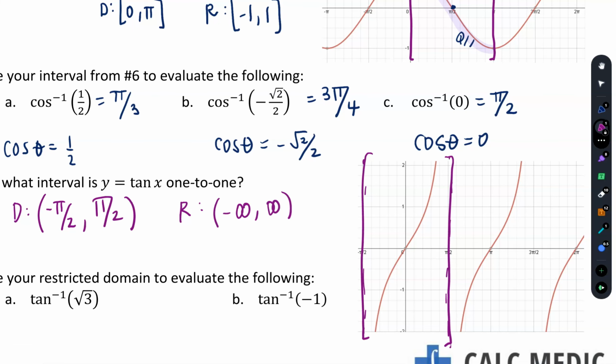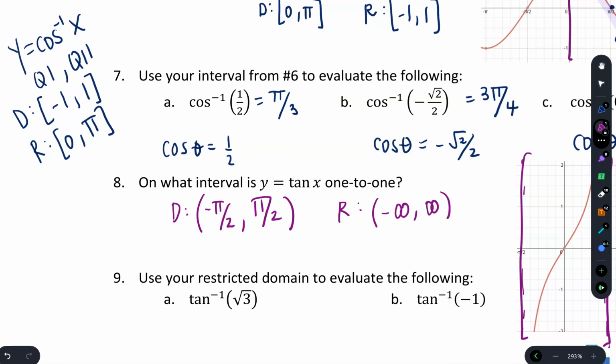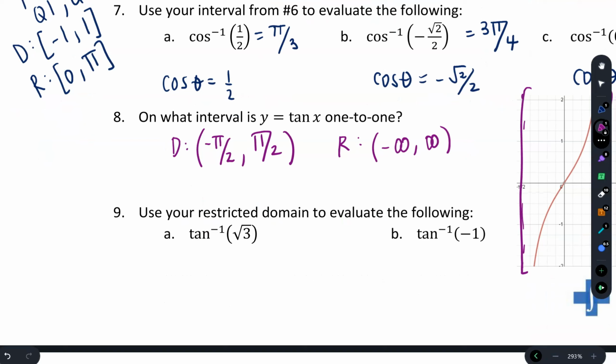So for my inverse tangent function, I can put all kinds of values inside to evaluate. We're still restricting tangent to what two quadrants? Inverse tangent will be quadrant 1 and quadrant 4. Good deal.